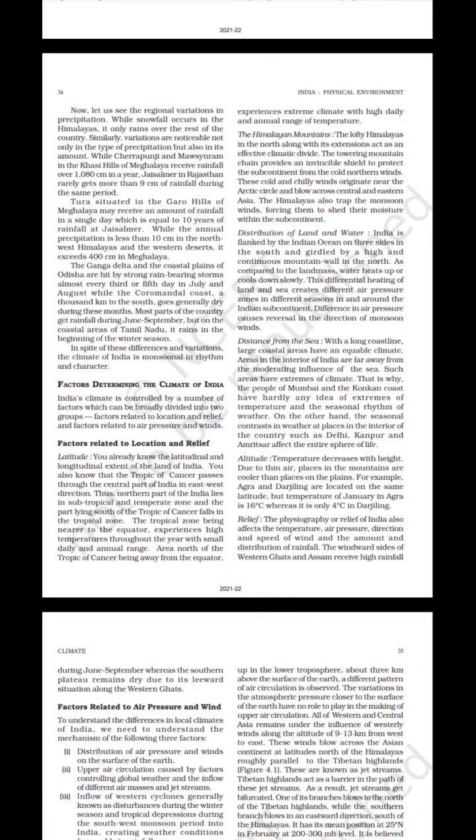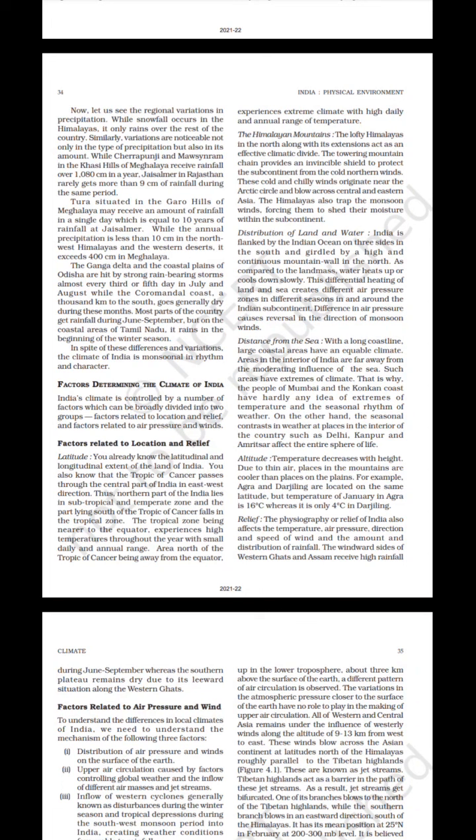Altitude. Temperature decreases with height due to thin air. Places in the mountains are cooler than places on the plains. For example, Agra and Darjeeling are located on the same latitude, but the temperature in January in Agra is 16 degrees Celsius, whereas it is only 4 degrees Celsius in Darjeeling.